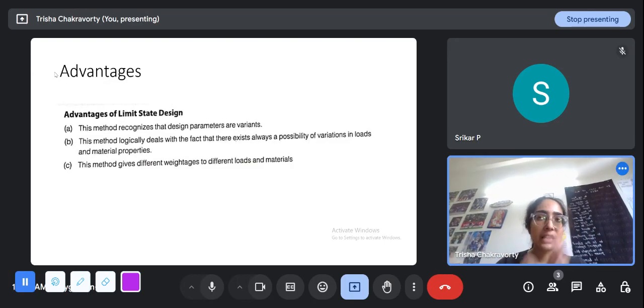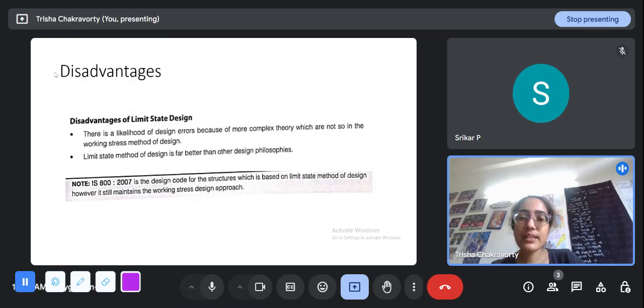Dead load plus live load plus wind load will have some combination. I think the combinations are not given in part 2. I think it is given in part 5, maybe, the combination of loads, IS 875. Anyway, the method gives different weightage to different loads and materials. That is accounted for by the partial factor of safety varying for everything.